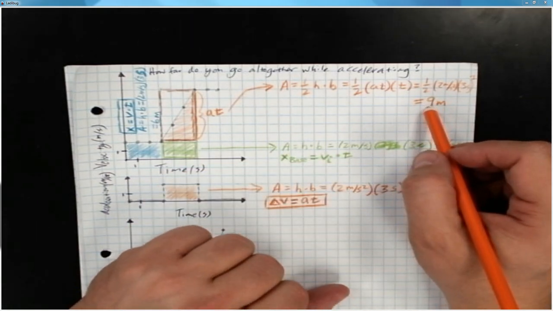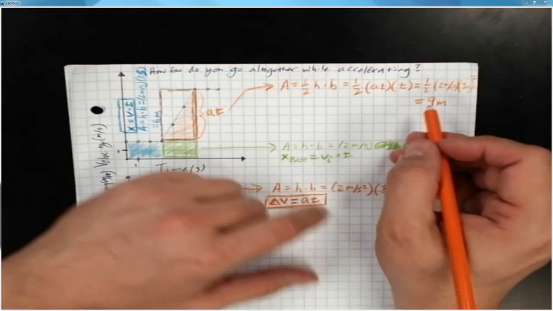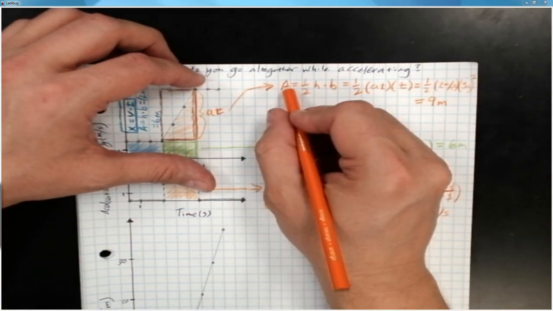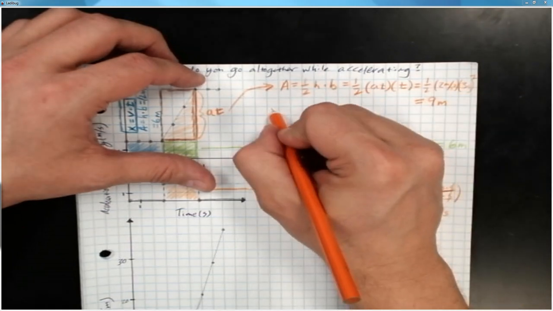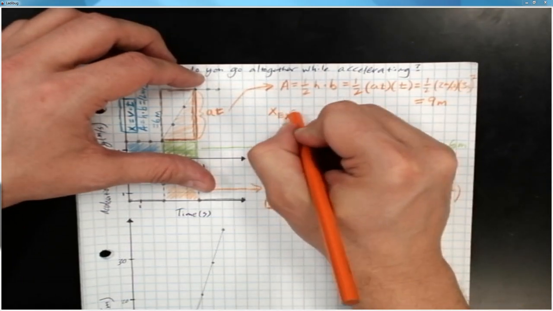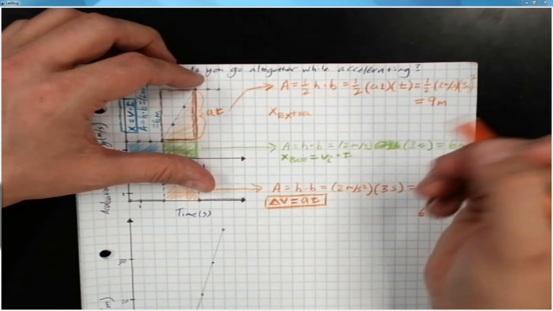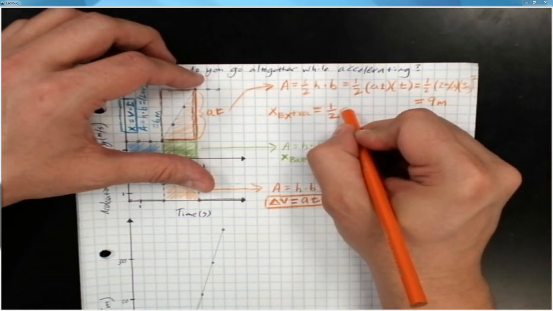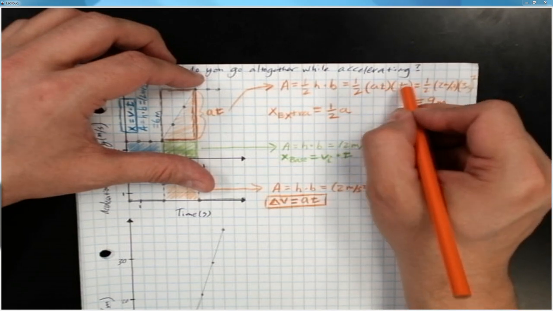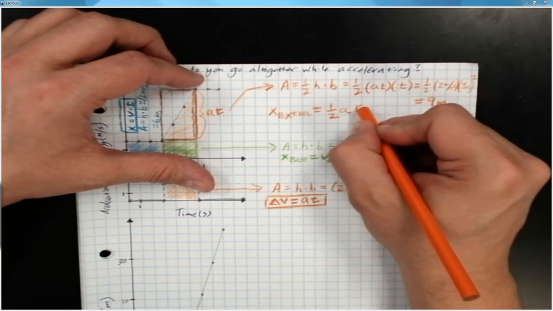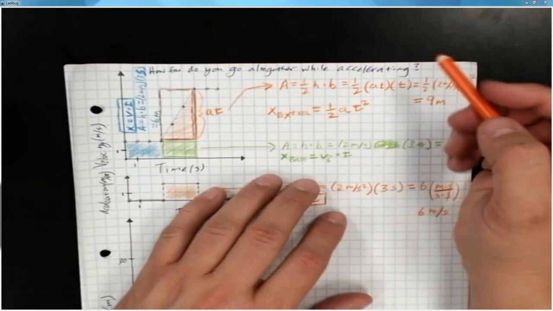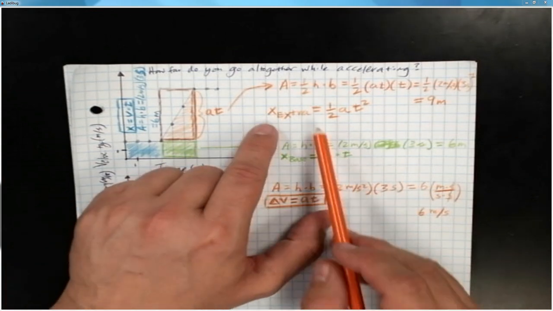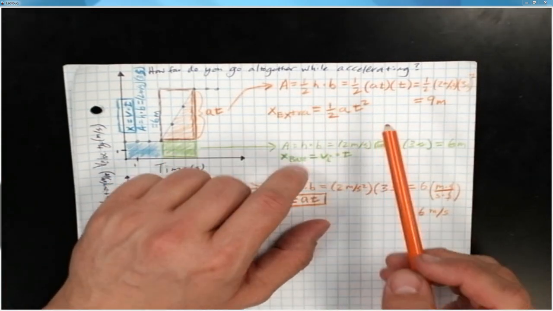That's the distance extra that I would have gone. So if I were to write this out in letters, I would say that A is my distance extra, and that's going to be equal to 1/2 A, and then the T's multiplied together to give me T squared. So my base distance is V initial times time, and my extra distance is 1/2 of AT squared.